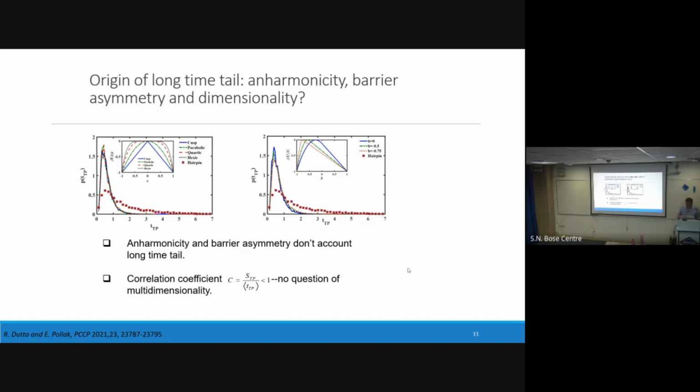And we also mentioned the correlation coefficient earlier, where if the correlation coefficient is greater than 1, it is a multi-dimension problem. If it is less than 1, it is a one-dimension problem. In both experiments, we compare here with only one molecule, the DNA hairpin, and we didn't show the PRP protein here. We'll show the PRP protein later. In both cases, the correlation coefficient is far less than 1, so there is no question of multi-dimensionality.